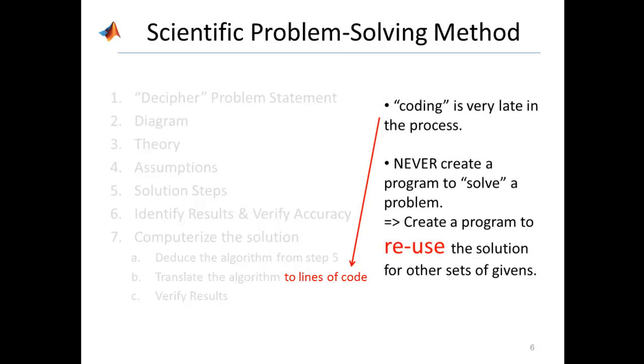Step 7b. You will never create a code or a program to actually solve your initial problem. The idea is the code will reuse your solution under different scenarios, but it will never ever solve the problem in the first place. So doing steps 1 through 6 is actually very crucial to you not spending too much time on step number 7.